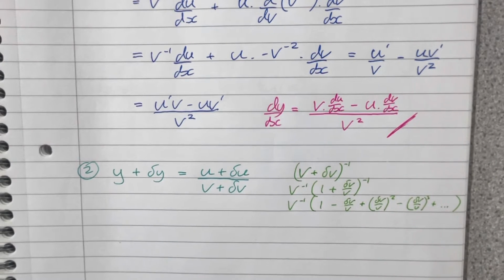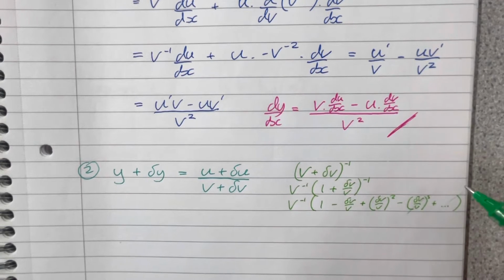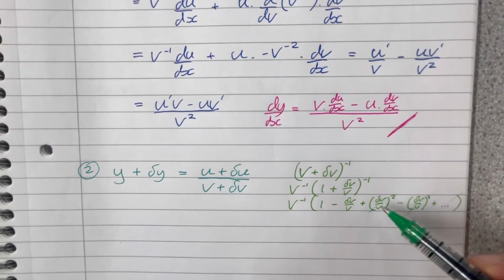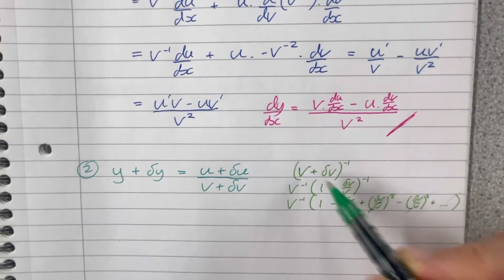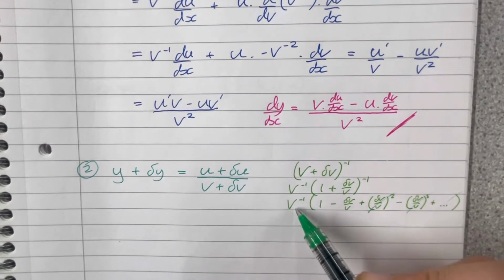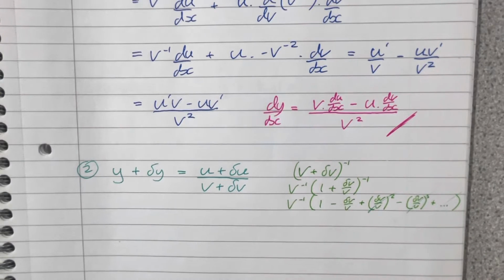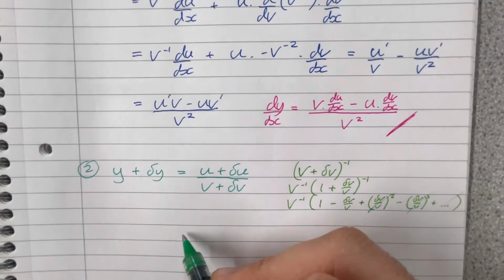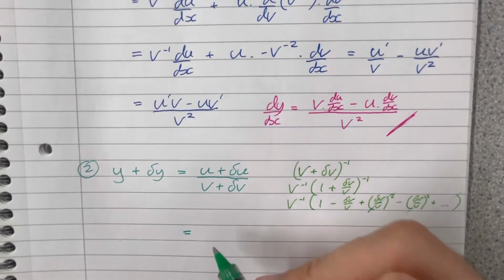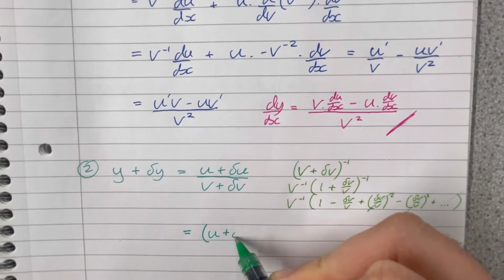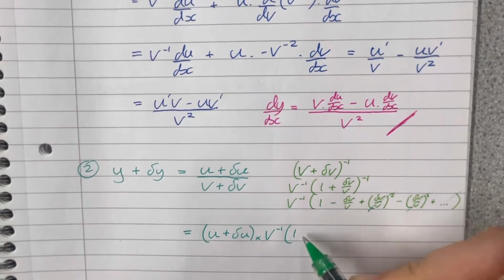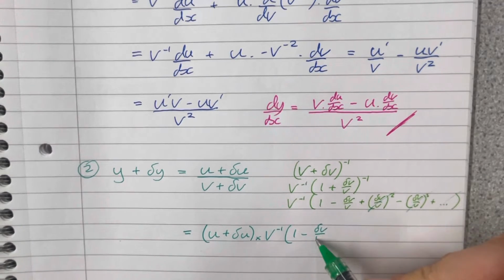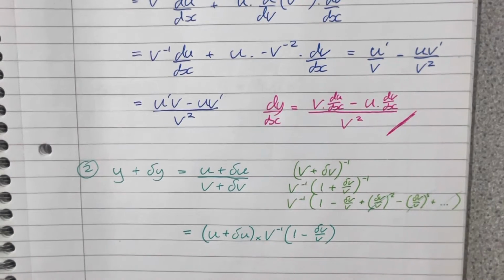But delta v is going to be really small because I'm going to take it to be 0 a bit later, so I don't actually care about all of these terms over here because they're going to be negligible. So I'm actually just going to say that this bracket is the same as this times the first two terms. So that's going to give me that y plus delta y is the same as u plus delta u multiplied by v to the minus 1 into 1 minus delta v on v.